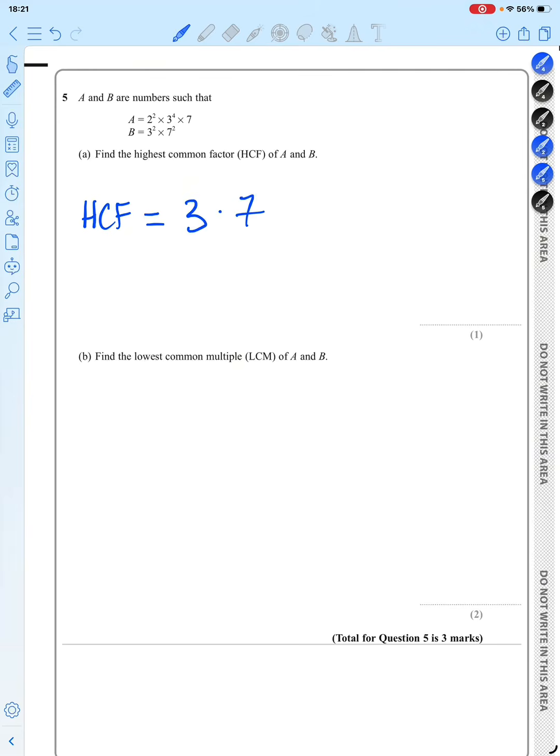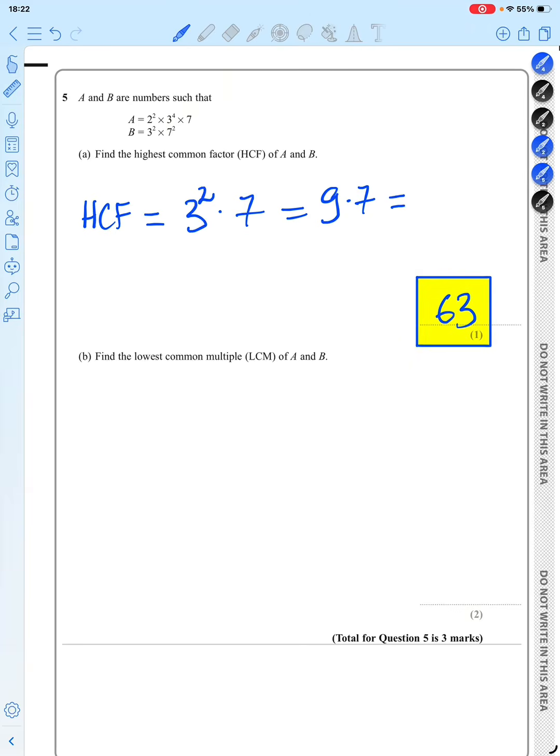And then we take what? The lowest power. In this case, for 3, we have 3 squared and 3 to the power 4, so the lowest power is 3 squared. And we have 7 squared and 7, which is 7 to the power 1, so in this case we take 7. And that gives me 3 squared, which is 9, times 7, which is 63. So this is the highest common factor of A and B.